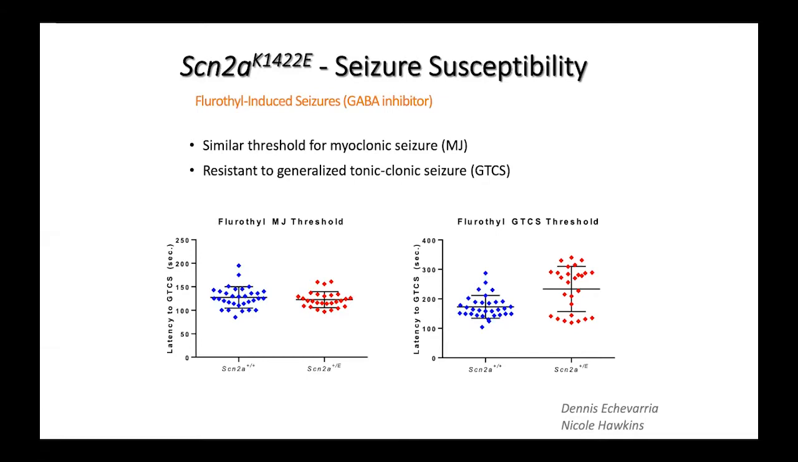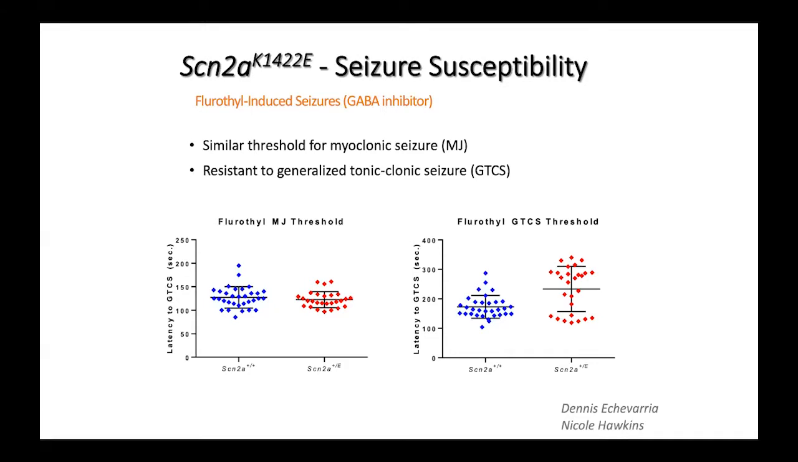Another thing that we can do that's a little bit faster is we can look at seizure susceptibility. And for this, we use fluorothyl, which is a GABA inhibitor. And we look at how long it takes to go from the first seizure sign, which is a myoclonic seizure, and also look for the generalized tonic-clonic seizure, which is the final event in this sequence. So, and this is mislabeled, this is latency to the myoclonic jerk.